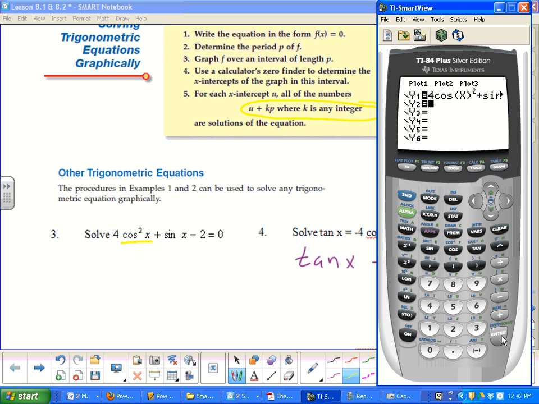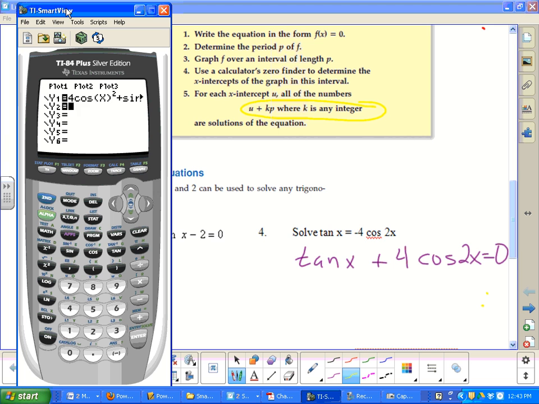So what's the period of cosine? 2 pi. What's the period of sine? Okay, so what do you think the period for this function is going to be? Roughly 2 pi. Probably 2 pi. All right, so let's graph it from 0 to 2 pi and see.